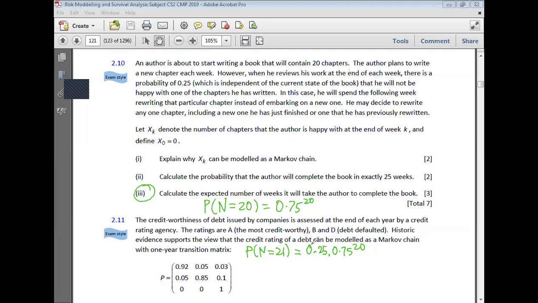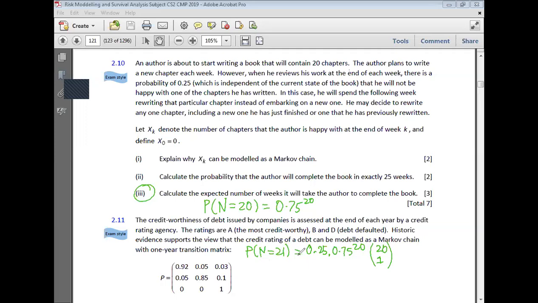And again, this one chapter that he's not happy with, this could be in any of the weeks, right? Week 1, week 2, week 3. I mean, at least in week 1, there's nothing to be unhappy about. But in week 2, week 3, and so on and so forth, there will be cases where he could be unhappy. And again, there is only one case where he is unhappy. And there are 20 possible weeks where he could be unhappy with his chapters. So I guess this will be your probability that you observe n is 21.